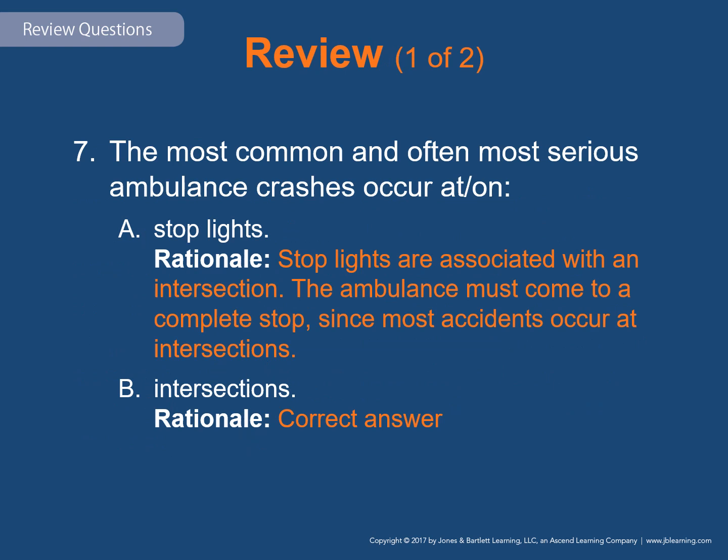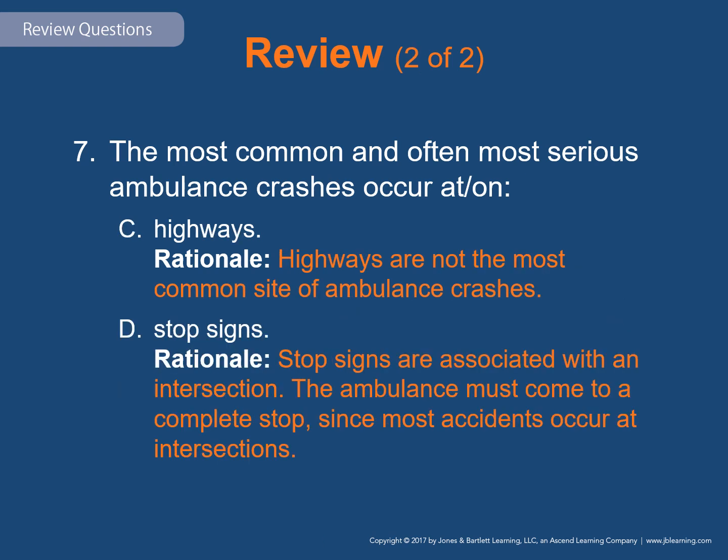Let's look at the incorrect answers. The most common and often serious crashes occur at A, stoplights, while they're associated with an intersection. So the ambulance must come to a complete stop, since most accidents occur at intersections. But it's not just stoplights, it's really B, intersections. It could be stoplights or stop signs. So any intersection, whether it's lighted or signed. So that's why that's the most correct answer. C, highways. That's not the most common site of ambulance crashes. D, stop signs. They are associated with intersections. Again, the most correct answer is intersections, whether it's lighted or signed.